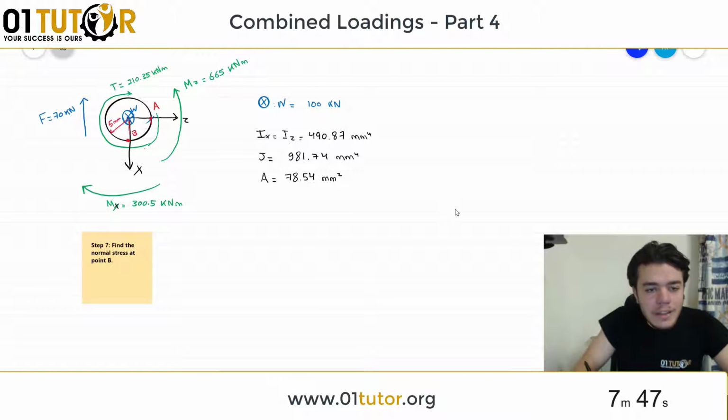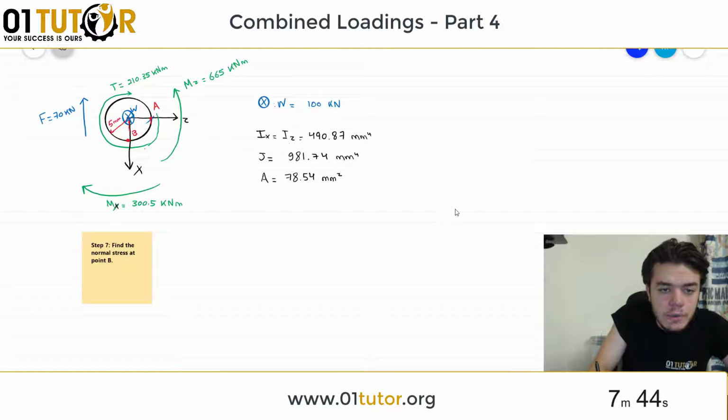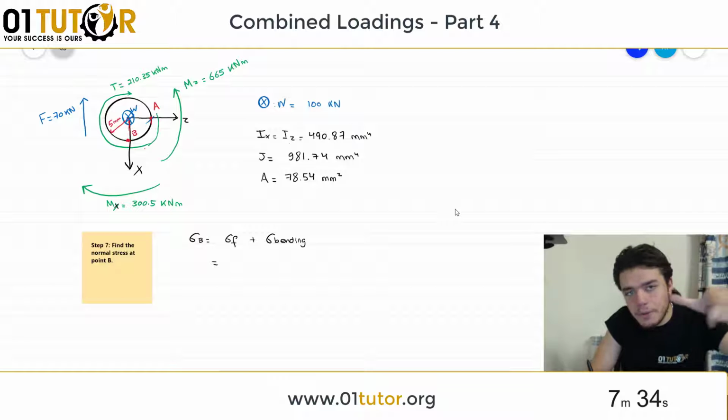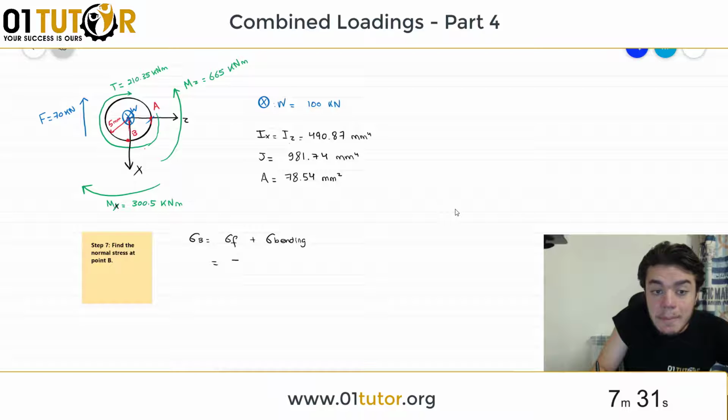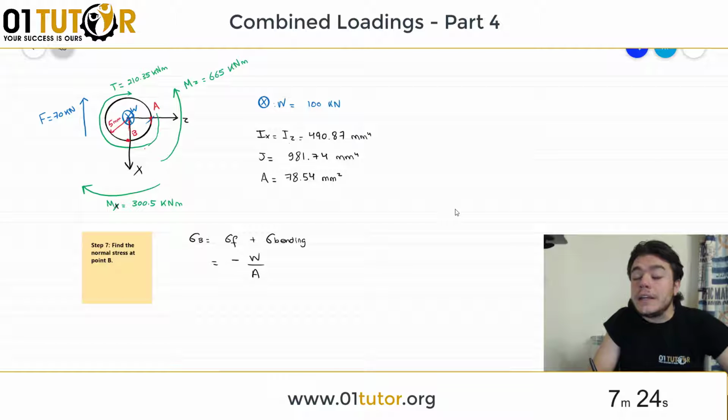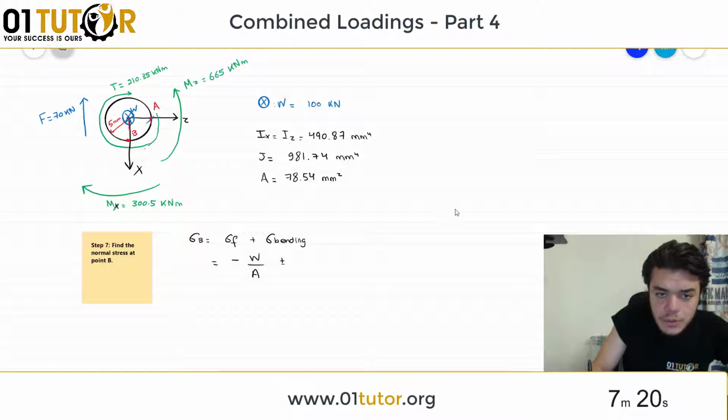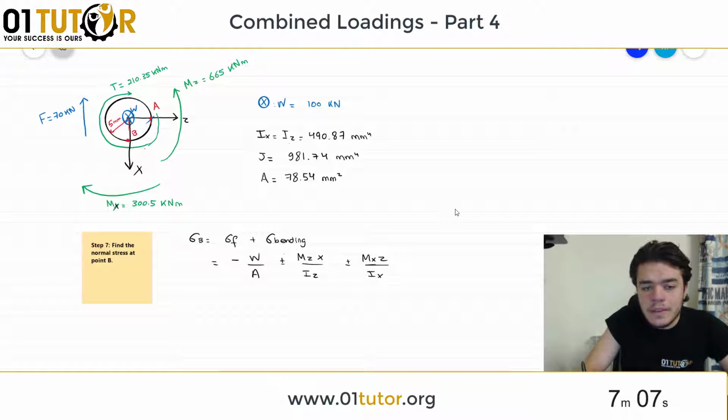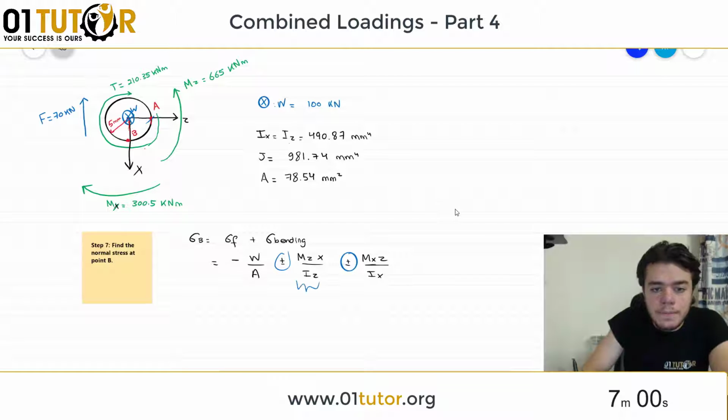It's very similar to what we did in the case of point A. So the first thing we do is put sigma B equal to sigma force plus sigma bending. You have a compressive force of magnitude 100 kilonewtons, so it's going to be a minus, please put a minus for compression, plus for tension, minus P over A. This is the normal stress due to the force. And since we have double bending, it's going to be plus or minus Mz x over Iz plus or minus Mx z over Ix. Now we're going to determine whether these are plus or minus, and find the magnitudes.